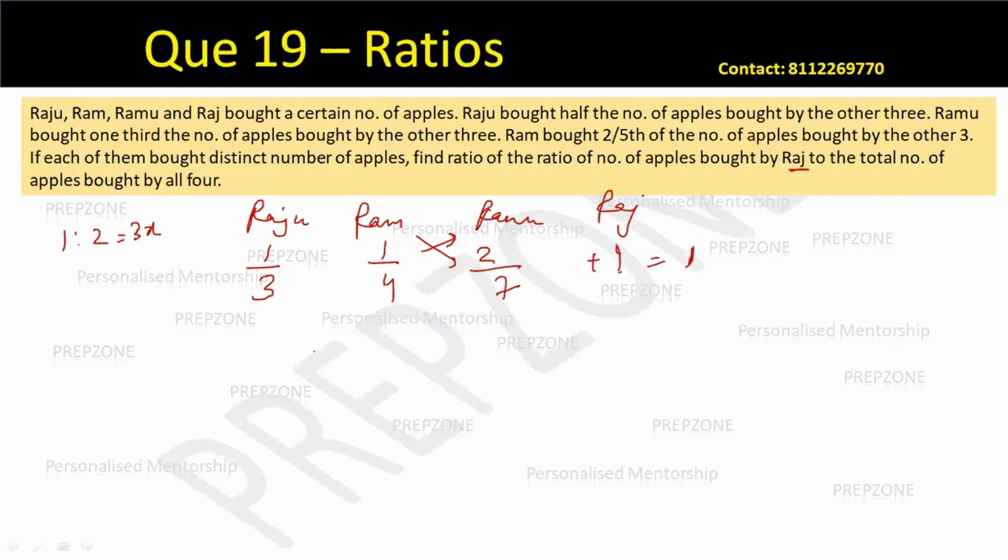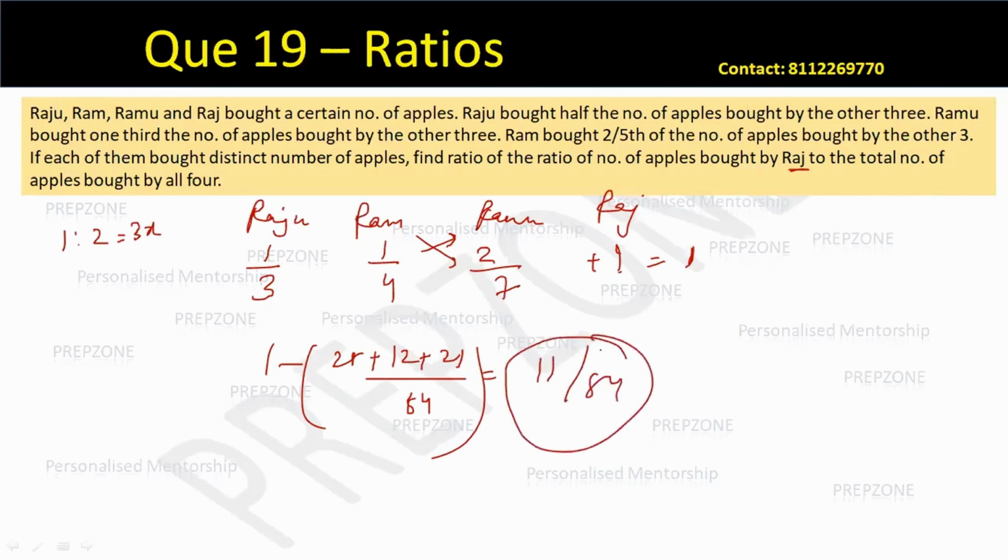So all you have to do is just subtract from 1. Take the LCM: 7 3s are 21, into 4, 84. This is 28 plus 12 plus 21. You just solve this and you will get 11/84 as your answer. Clear?